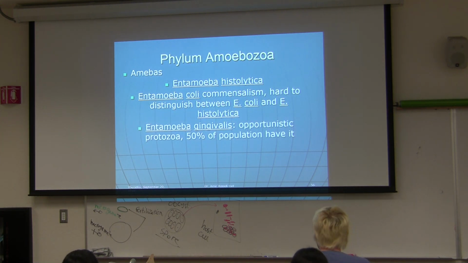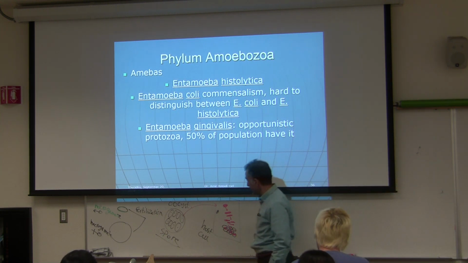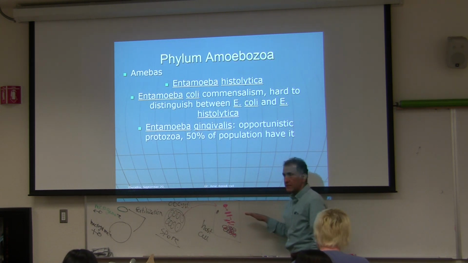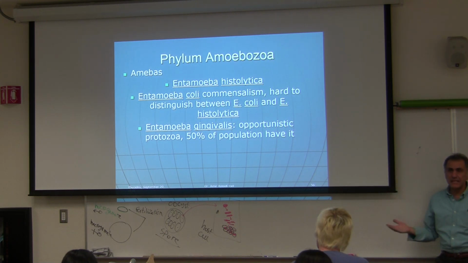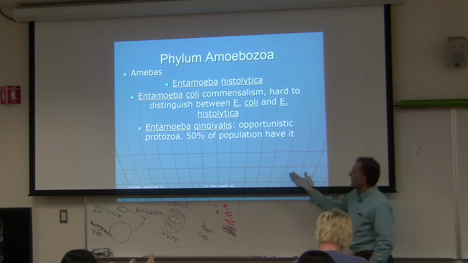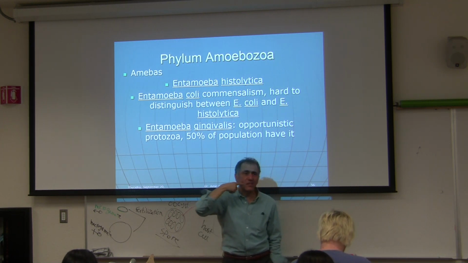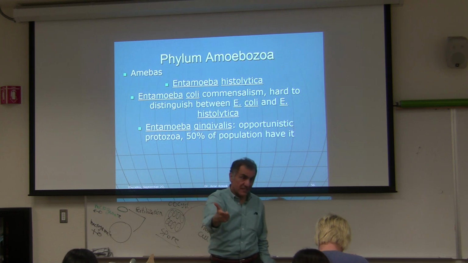Entamoeba gingivalis is an opportunistic protozoa. The parasitology book I have does not classify it as either a commensal, a parasite, or a mutualism. It says it is an opportunistic protozoa. It is found in your mouth, and the way we transmit it is by kissing.